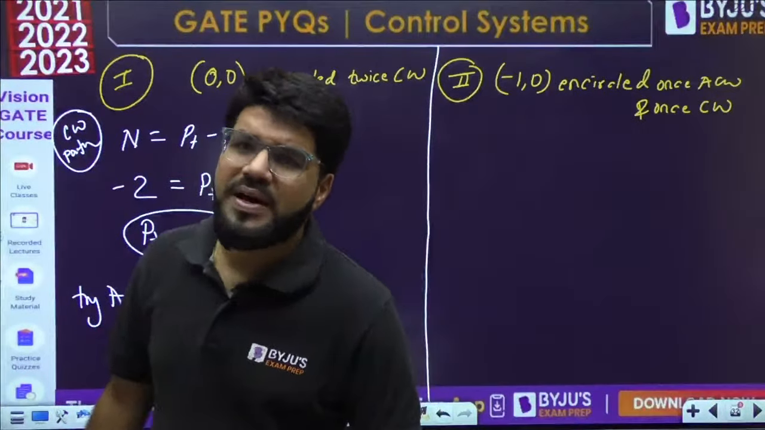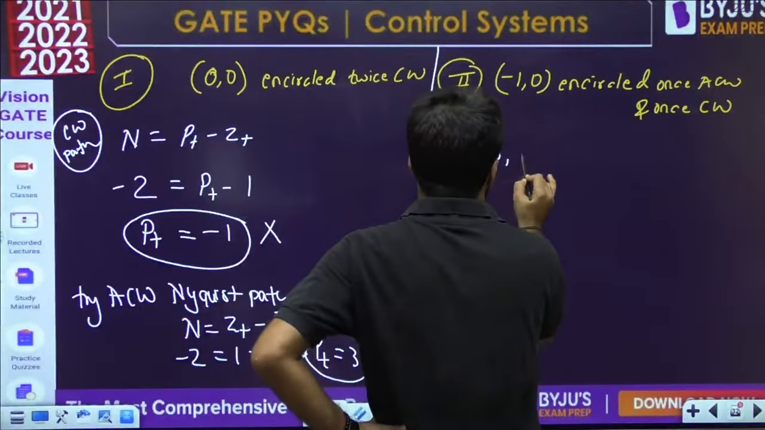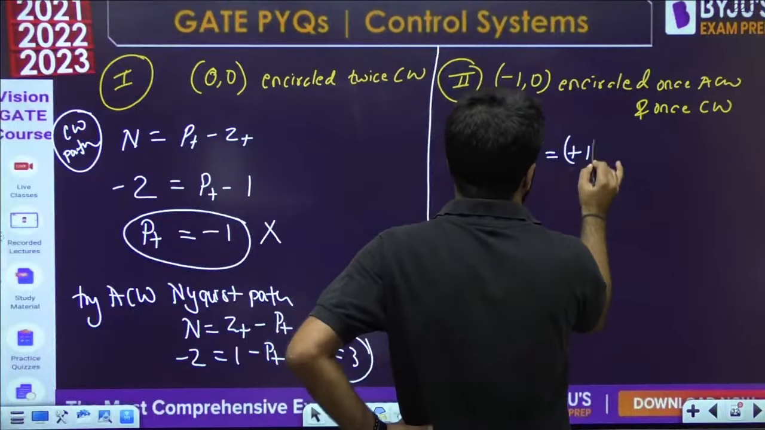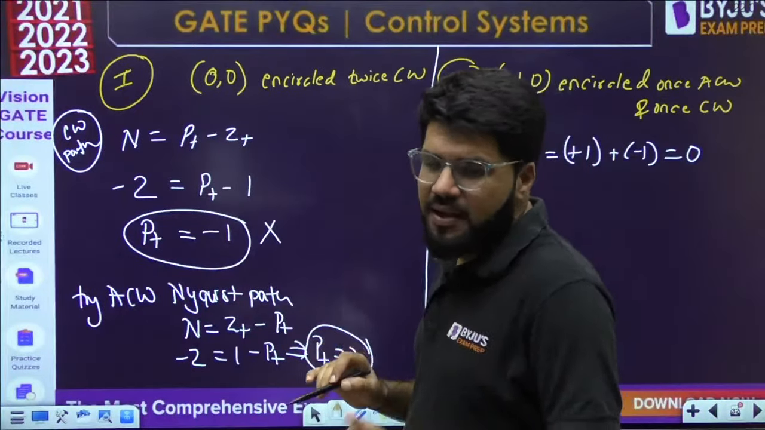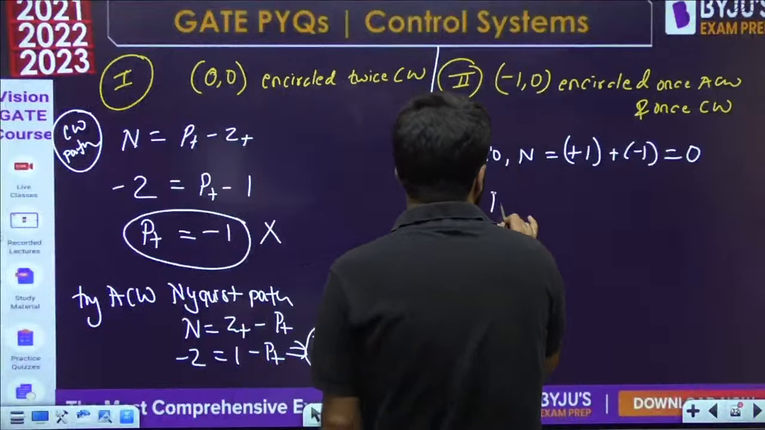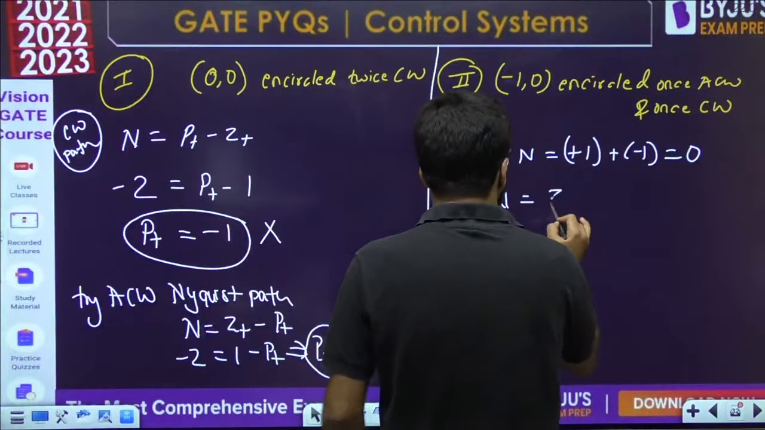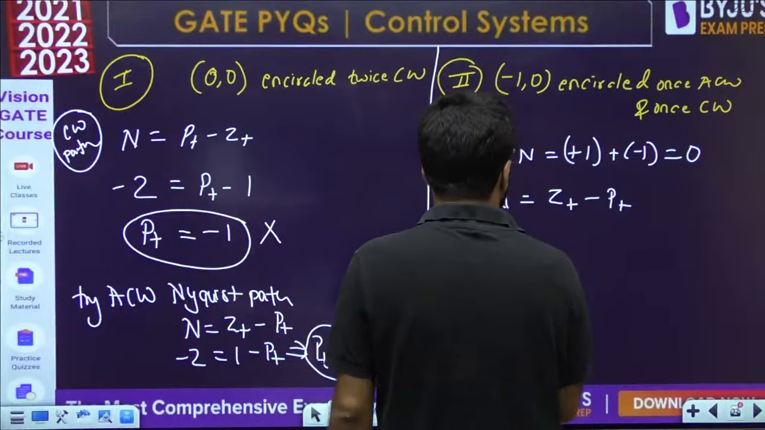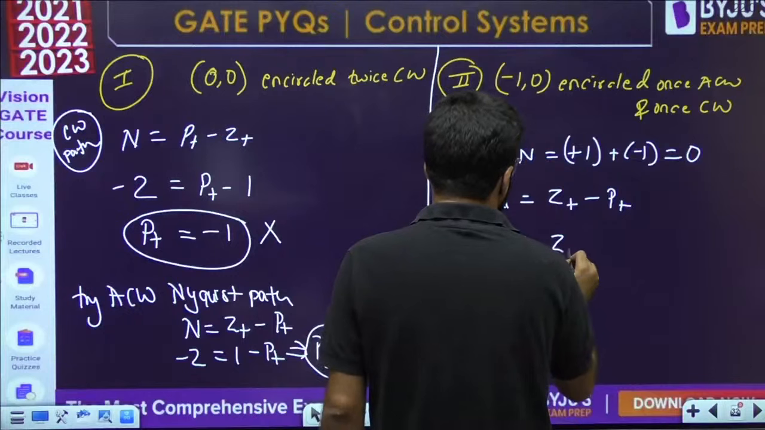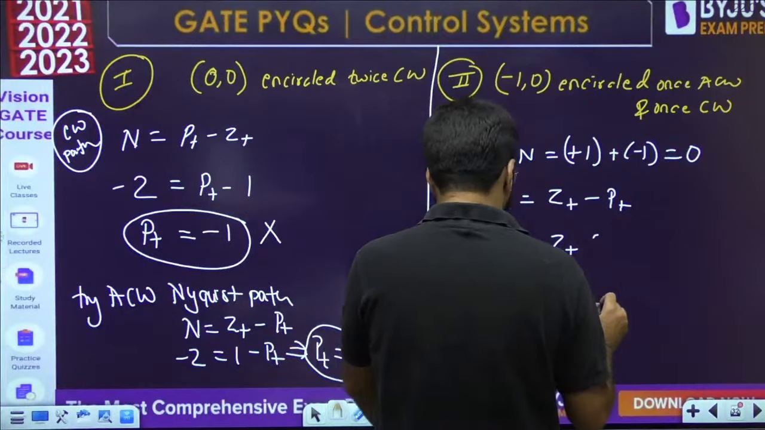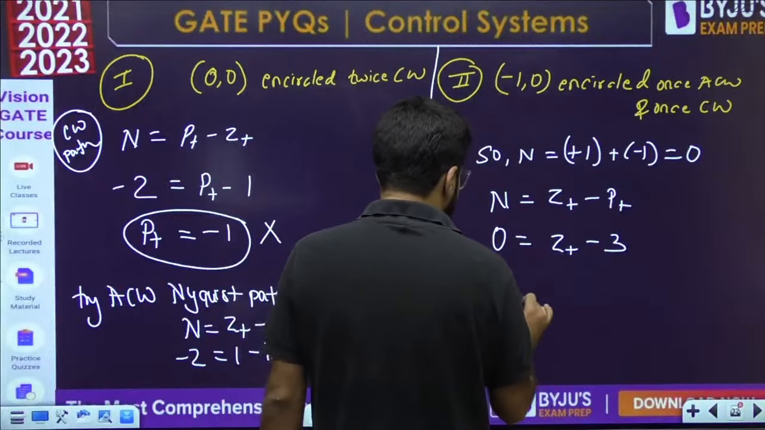Ek bari anti-clockwise, ek bari clockwise, so what to do? Okay, so what should be the value of N? Once it is anti-clockwise, once it is clockwise, so there is no net encirclement. Net encirclement here is noted as 0, and I will again apply the formula. We know it is now anti-clockwise contour. So N is equal to Z plus minus P plus. N is equal to, how much? 0 here actually. Is equal to Z plus minus P plus. P plus ka value hai 3. So here Z plus is also 3.